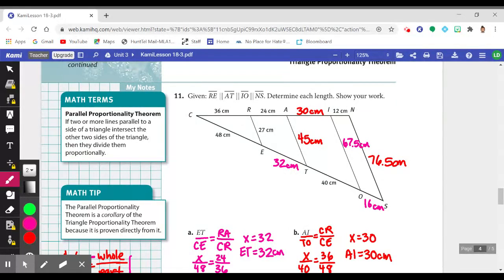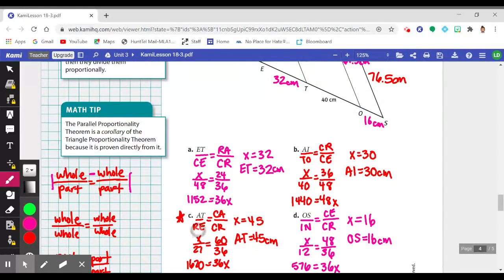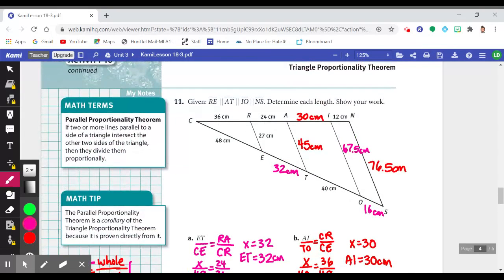Well, what corresponds to RE the same way that AT corresponds to CA? Well, RE corresponds to CR. So I said RE corresponds to CR the same way AT corresponds to CA. I believe some of you might have actually gotten 20 centimeters doing it a slightly different method, and make sure that your measurements make sense.